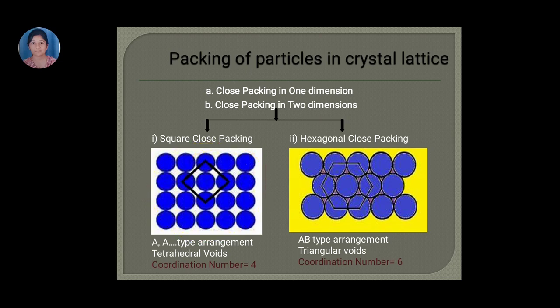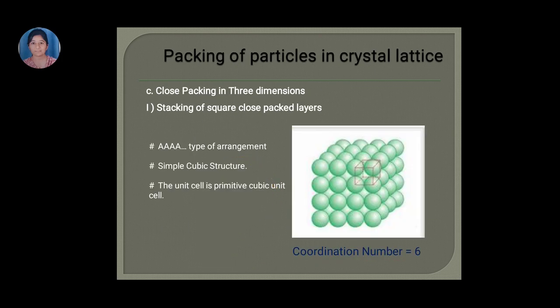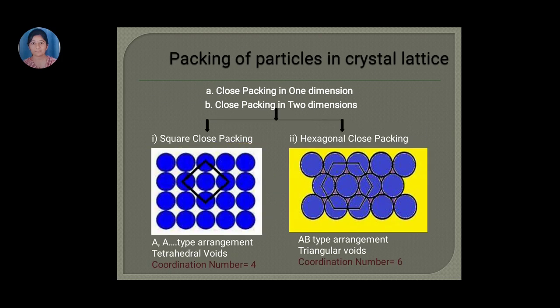And if we see, an atom is surrounded by four atoms around, that means if we join the centers of these four atoms which are present around an atom, we get this square. This is the reason why this kind of packing is called square close packing. Now this kind of packing is called AA type of arrangement.